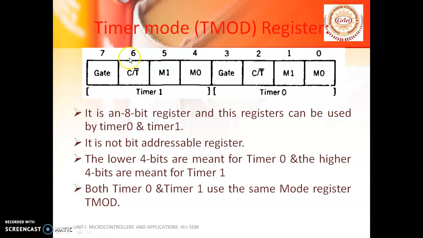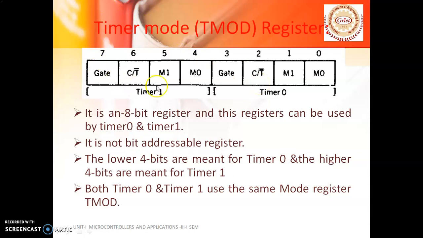Now let us say it is an 8-bit register. Now you can see bits 0, 1, 2, 3, 4, 5, 6, 7. The lowest 4 bits I call one nibble, and the highest 4 bits I call the other nibble. The higher nibble of the TMOD register is related to timer 1, and the lower nibble of the TMOD register is related to timer 0. All the higher nibble bits are the same as the lower nibble bits.